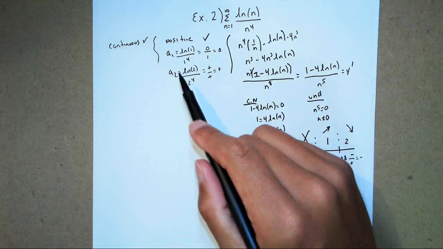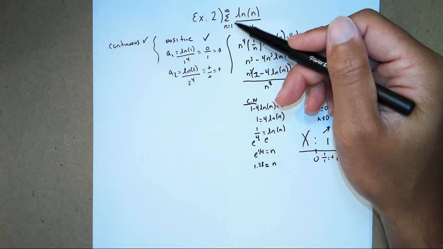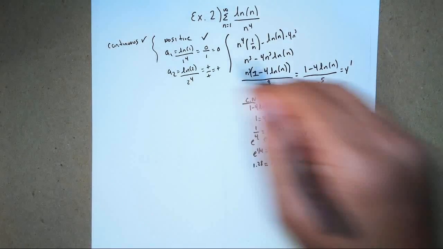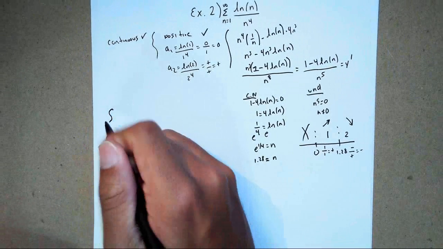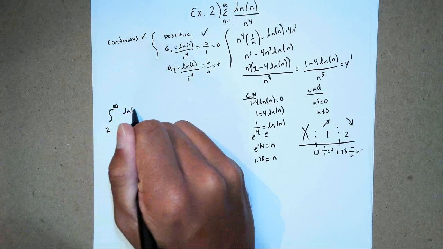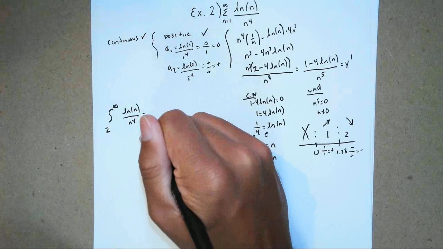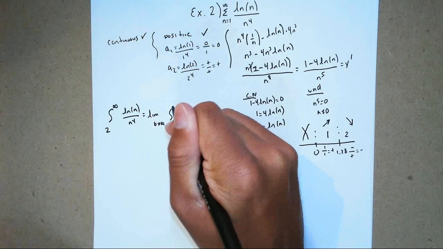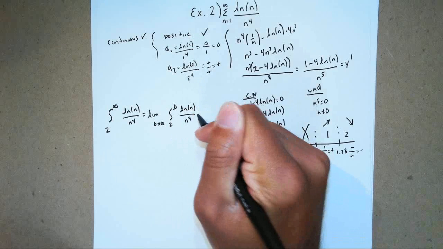For positive, it wasn't positive at 1, it was positive at 2. So I can pick any number to start off with in my integral. So what I'm going to do is start off at 2 since it worked out for all 3 of these. So then my integral is going to be from 2 to infinity of ln n over n to the 4th. But once again, I can't have that, so I'm going to change this to the limit as b goes to infinity of the integral from 2 to b of ln n over n to the 4th dn.